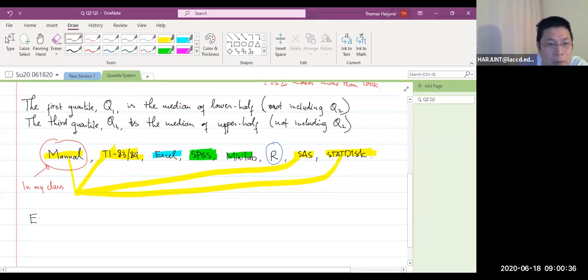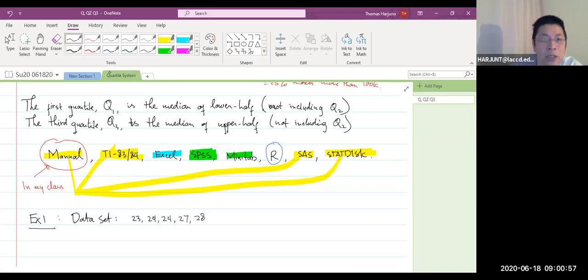Now let's see an example. A simple example first. Example 1. Suppose we have this data set. I put them in order right away: 23, 24, 24, 27, 28. Now you see that the median is 24, right? This 24 here.